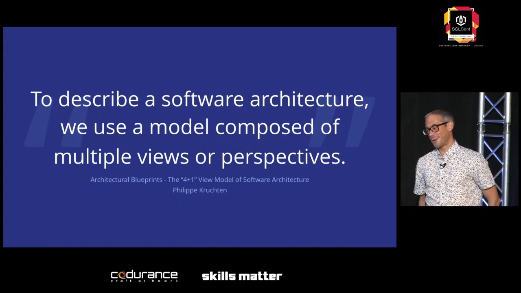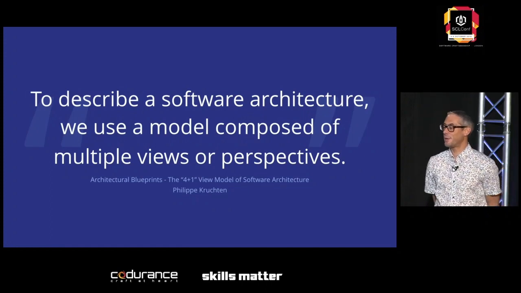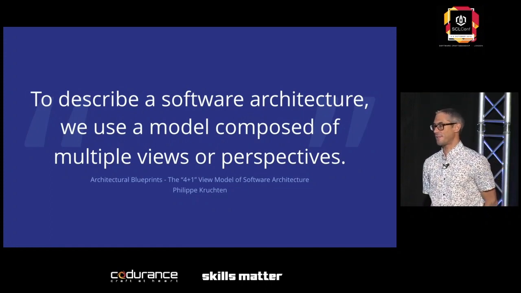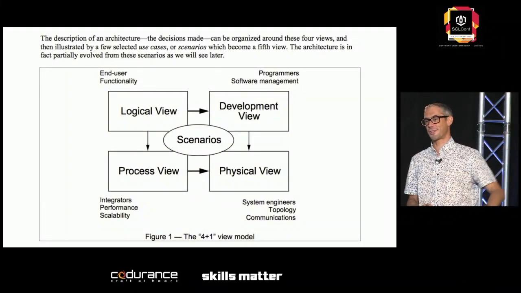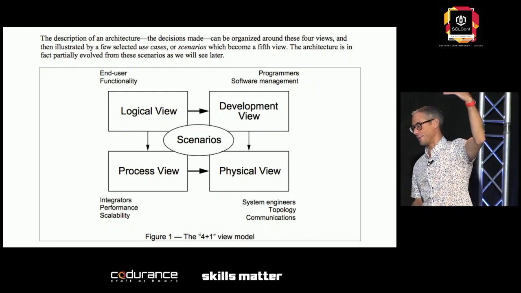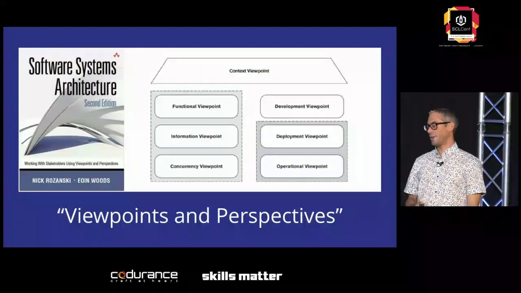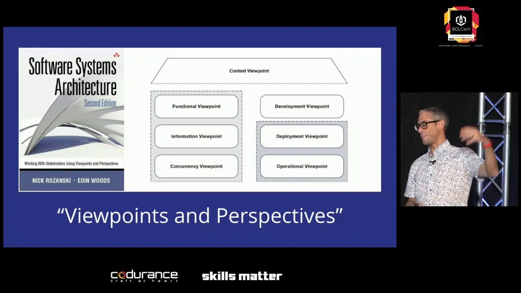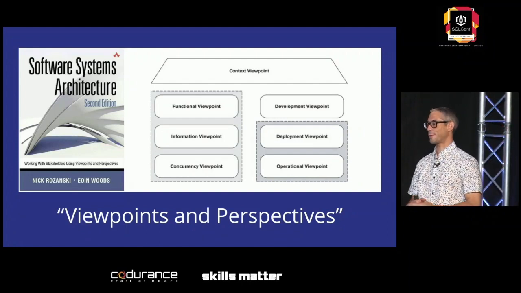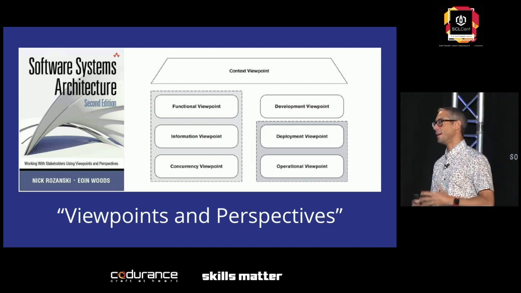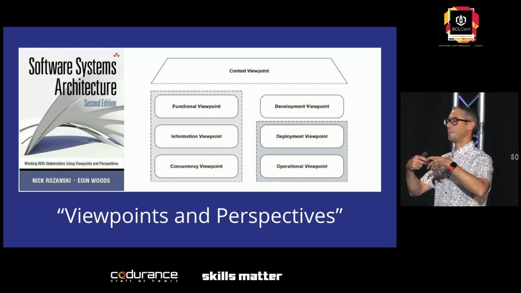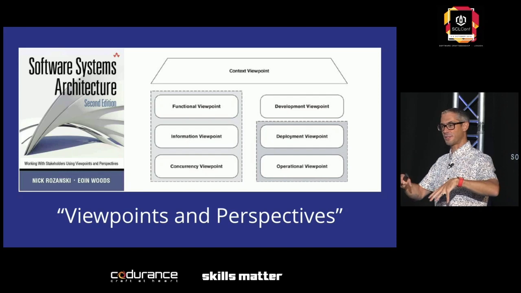Back in the mid to late 90s, Philippe Kruchten said to describe a software architecture, we use a model composed of multiple views or perspectives. This is his 4+1 approach to describing software architecture. This is what it looks like. It has a logical view and a development view and so on and so forth. You fast forward a number of years, Eoin Woods and Nick Rozanski, they have a book like this. They create something called Viewpoints and Perspectives. They take 4+1, they extend it. Every architecture book you read will do the same thing. Every software architecture document template will do the same thing. We have a very set number of ways to describe architecture.